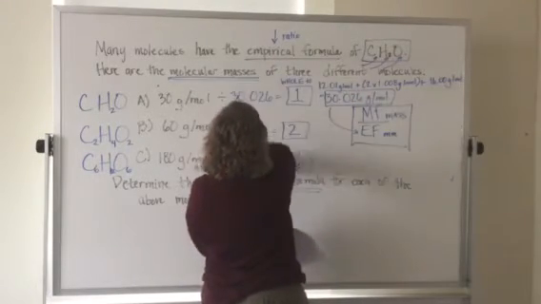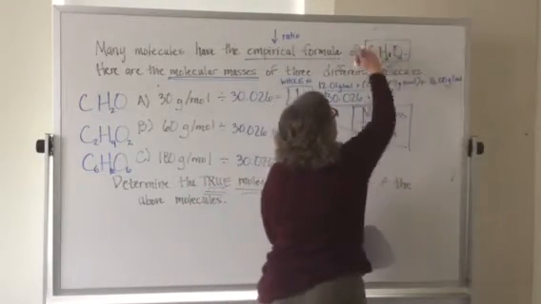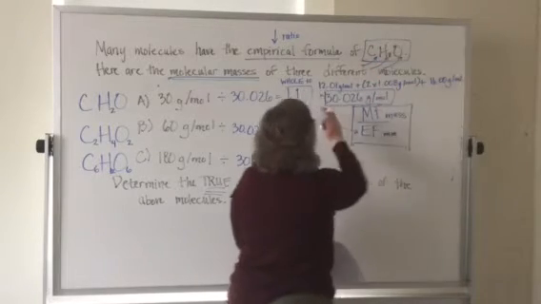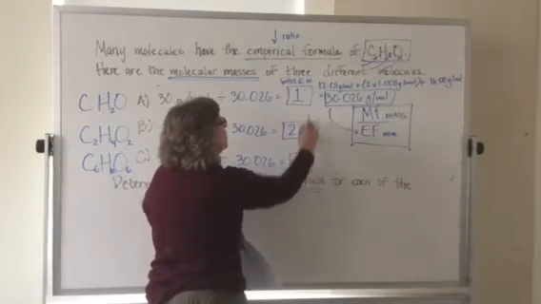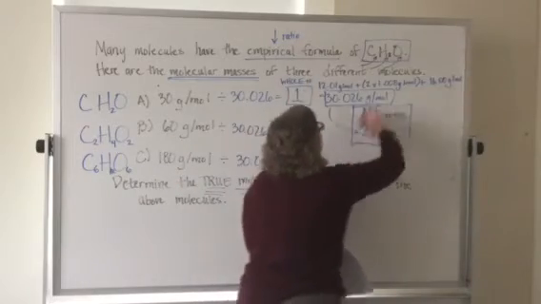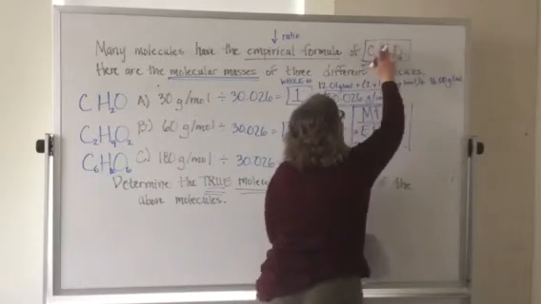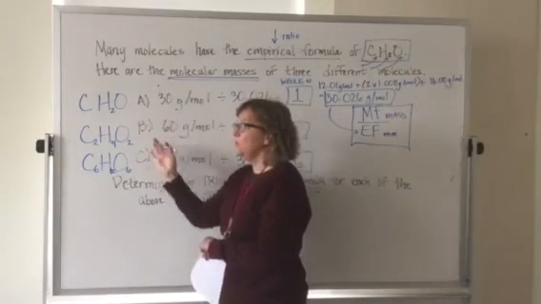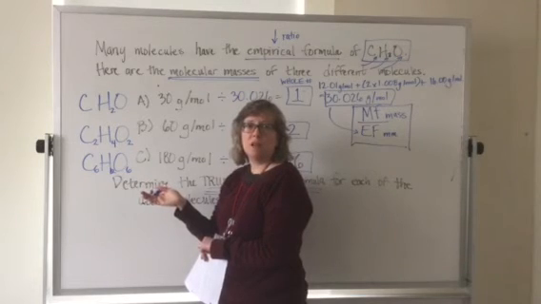So this is how you determine the molecular formula: taking the molecular mass you are given, dividing it by the molar mass of the empirical formula, solving for a whole number, using that whole number to multiply the subscripts of the empirical formula, and then that will give you your molecular formula.